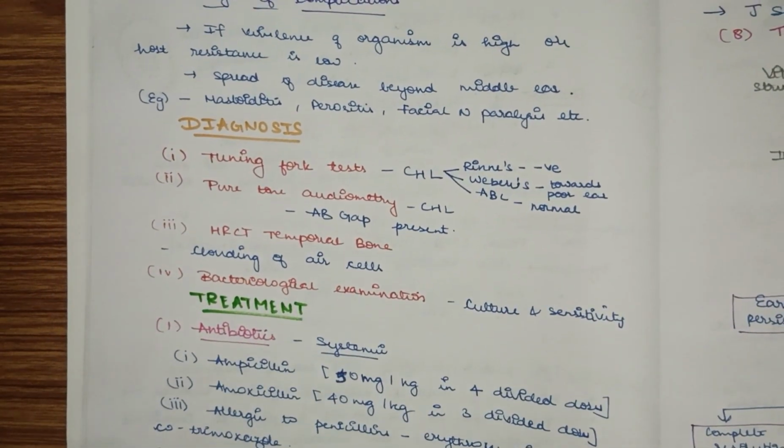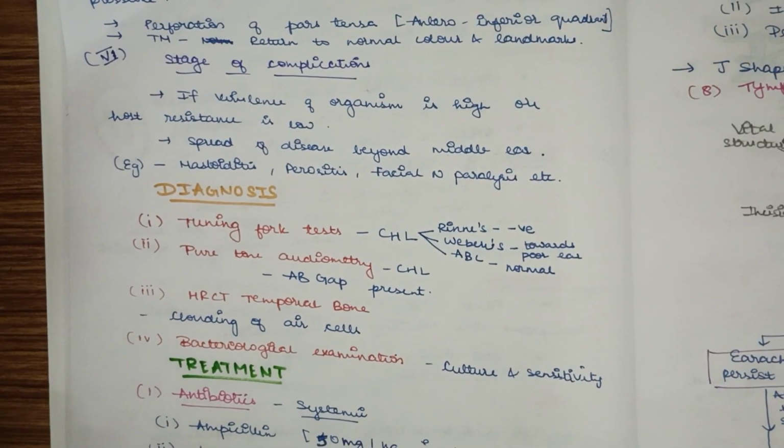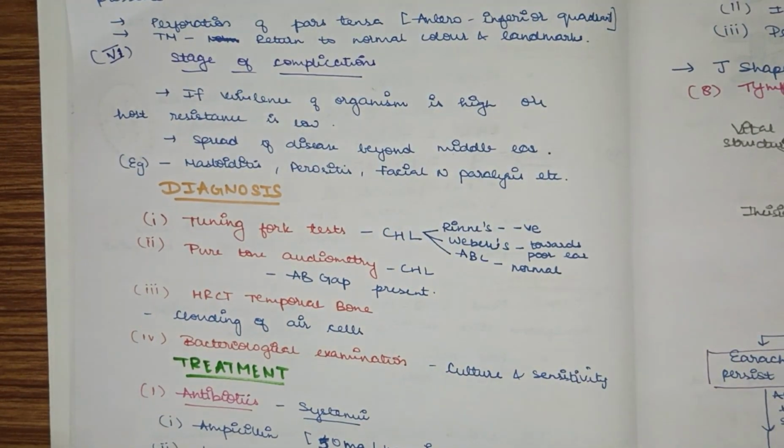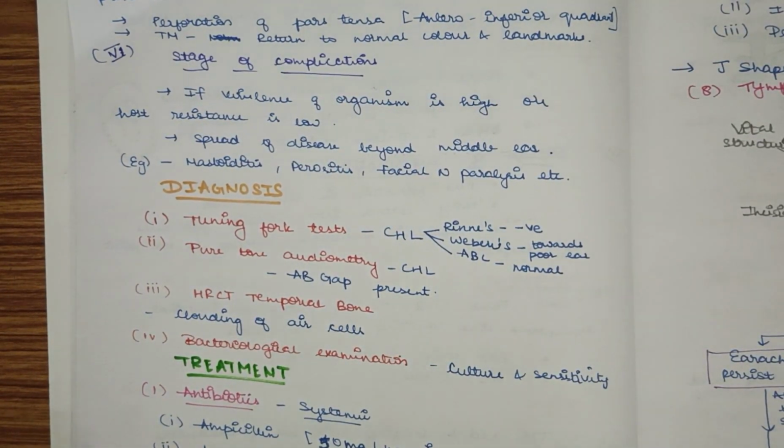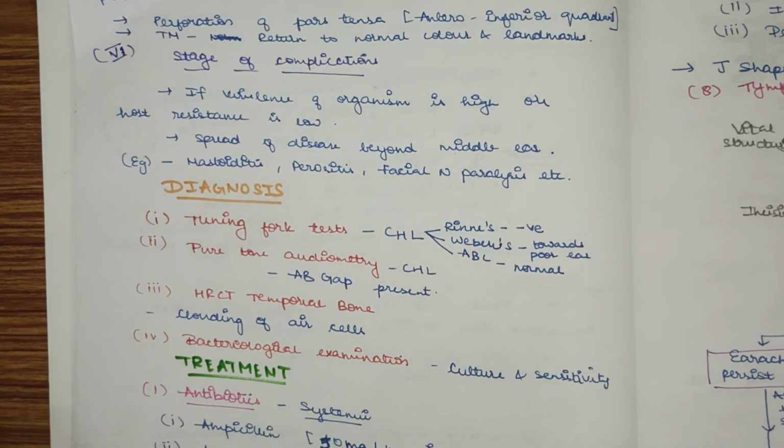Now we'll look at stage 5, which is the stage of complications. If the virulence of the organism is high or if the host resistance is low, the spread of the disease occurs beyond the middle ear, which may involve the mastoid or even the middle cranial fossa, involving the facial nerve, etc.